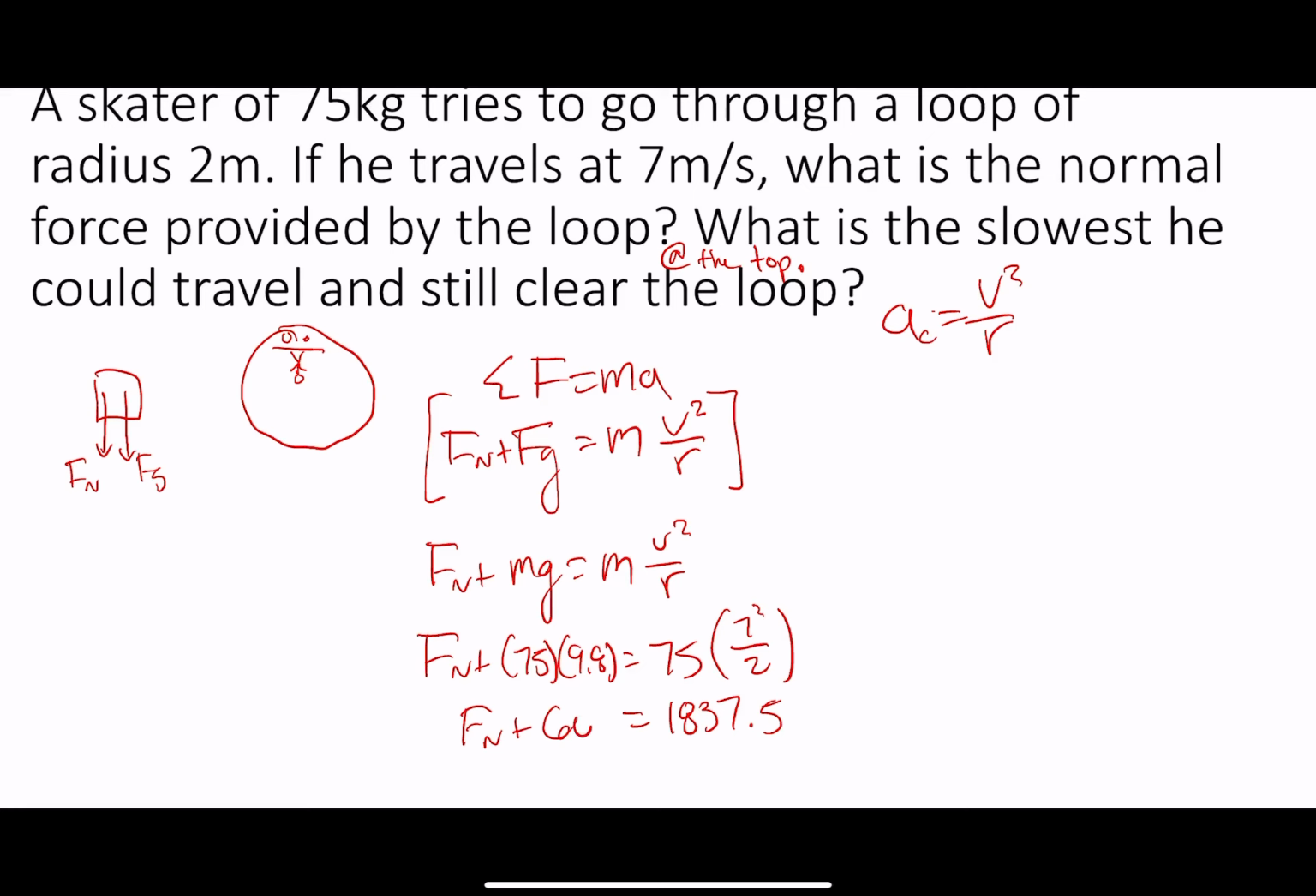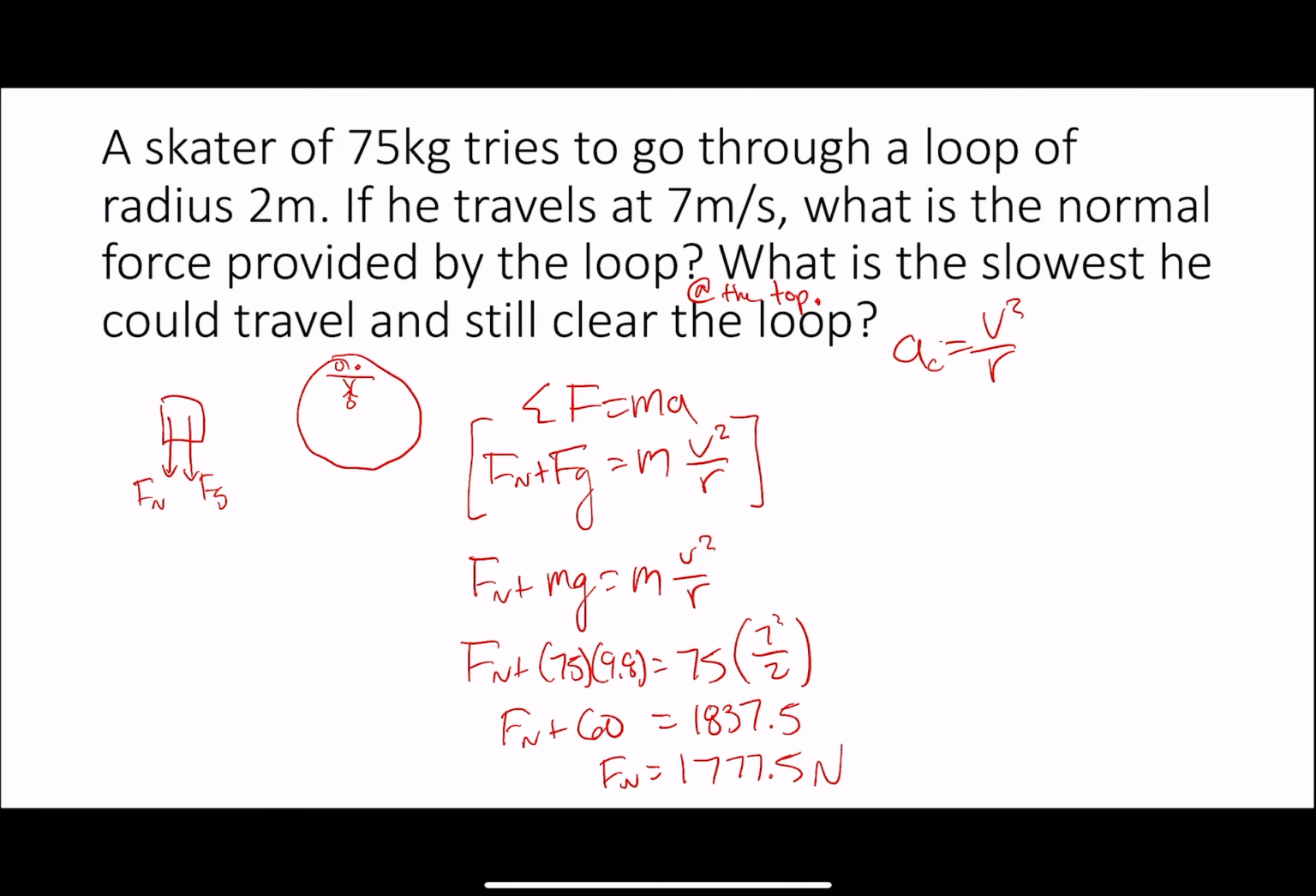This is 60. And so the normal force should just be what, 1777.5 if we subtract 60. Easy enough. So now the question is, what is the slowest I could travel and still clear the loop?